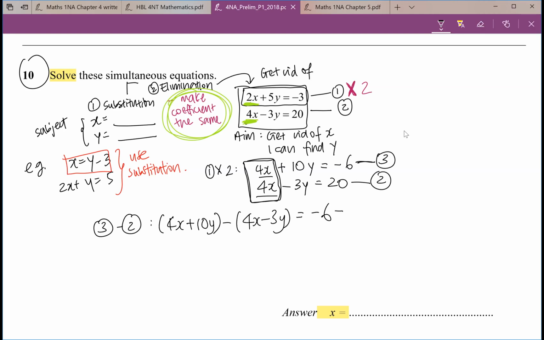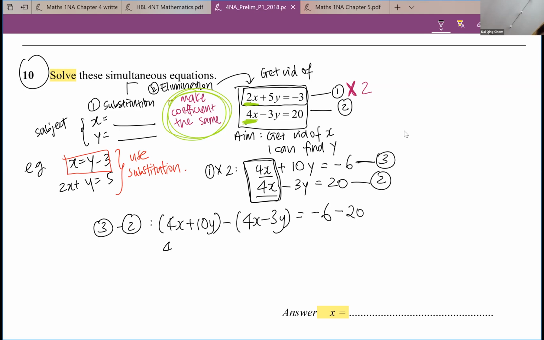Wait, for the top one, the times 2 must times 2. Yeah. Why not plus? Because I have to minus. Remember, eliminate means to get rid of. So you see, if I cannot plus, I must minus for this question. So eliminate is always minus? No, not always minus. Sometimes it's plus. I will show you which question will be plus. Okay, you remind me, after this I'll show you.